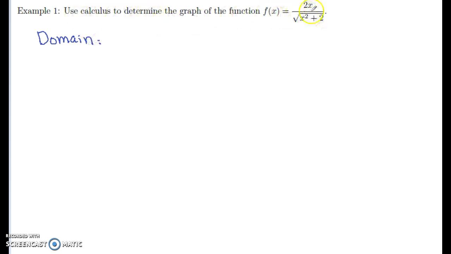And the domain for this function, if we take a look, well, it's a fraction, so the denominator cannot be 0. We have a square root, so whatever is inside the square root is non-negative, okay? But because it's in the denominator, it has to be greater than 0. Now, x squared plus 2 is greater than 0 is always true, because a square plus 2. Or in other words, all real numbers will work for this inequality to hold. So the domain is negative infinity to infinity.